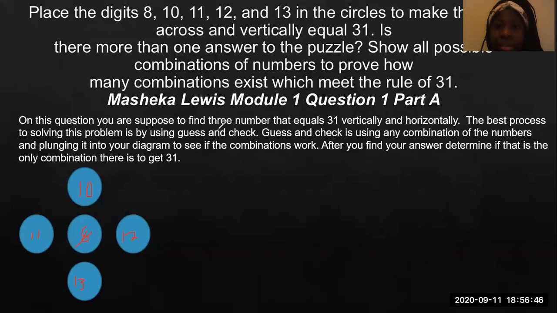And this also brings us to the next part, which is showing all possible combinations of numbers to prove how many combinations exist which meet the rule of 31. With this being said, this is the only solution that equals 31. Let's go to the next question.